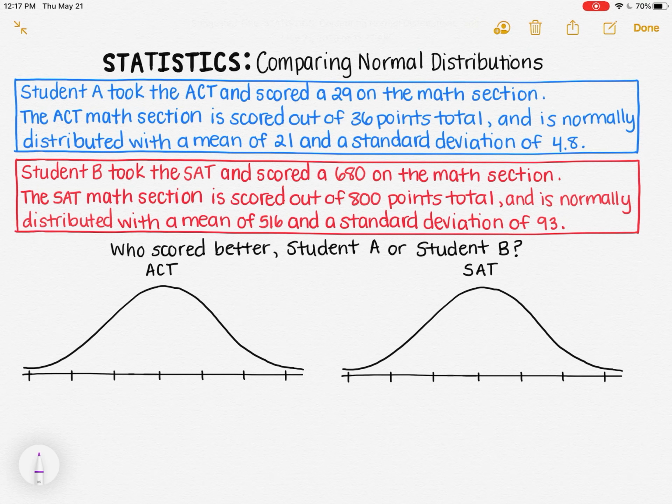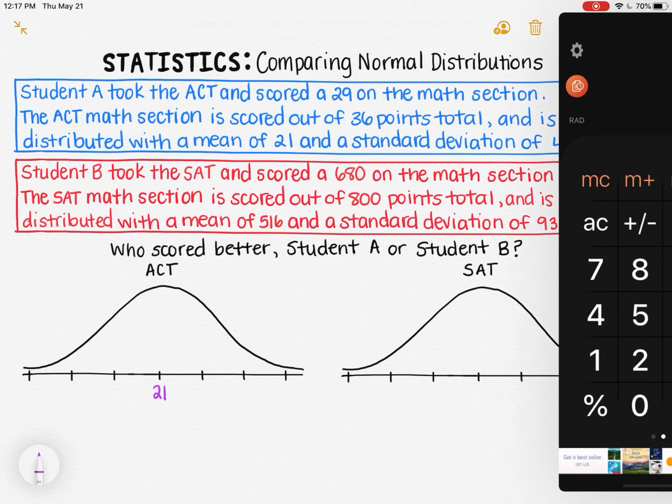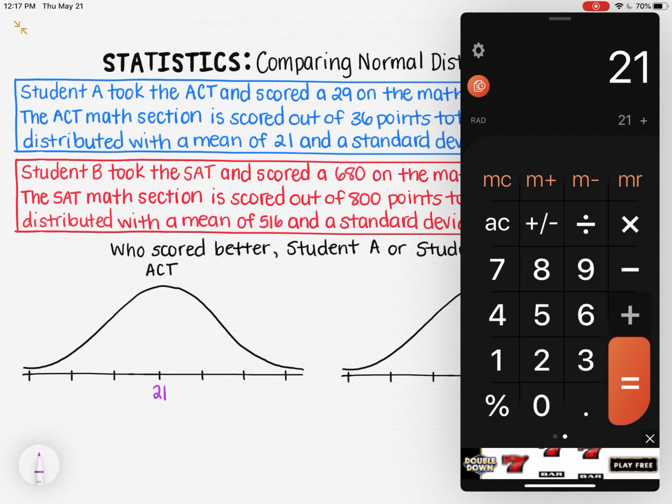So let's start by labeling the normal curve for the ACT scores with the information that we know. We know that the ACT scores have a mean of 21, and since normal distributions always have the mean exactly in the center, I'm going to label the center tick mark with a 21. We also know that the standard deviation is 4.8. Whenever we have a normal curve, we can add the standard deviation to label the tick marks to the right of the mean, and we can subtract the standard deviation to label the tick marks to the left of the mean. So I'm going to go ahead and do that.